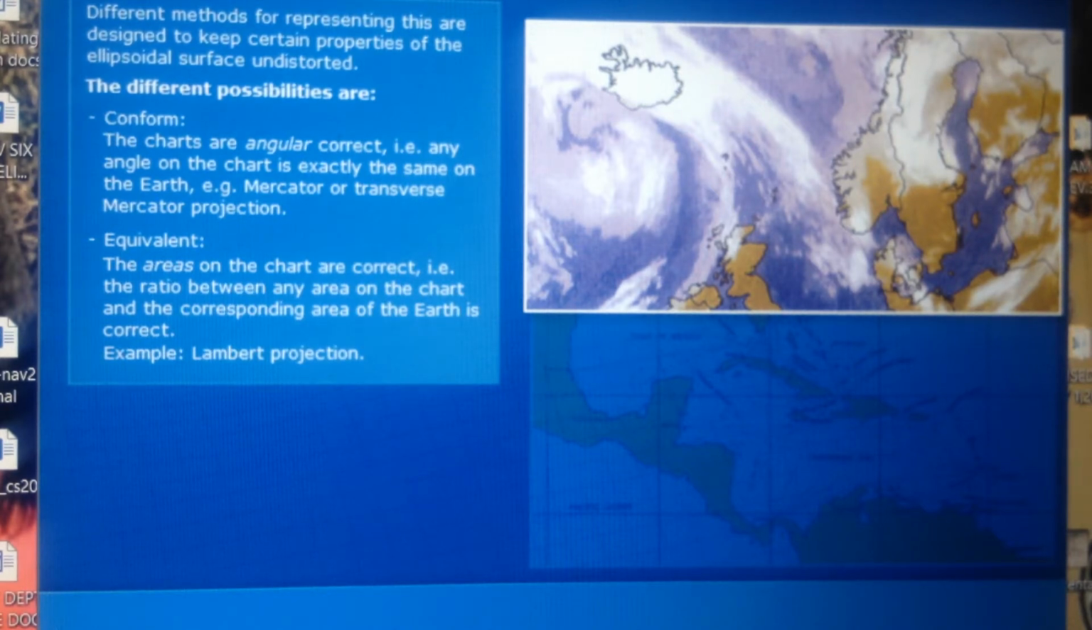Charts used at sea for navigation are normally made in Mercator or transverse Mercator projections. On a Mercator chart, a straight line between 2 points represents the course between the points.